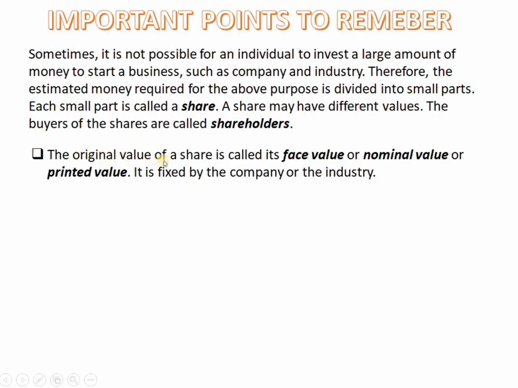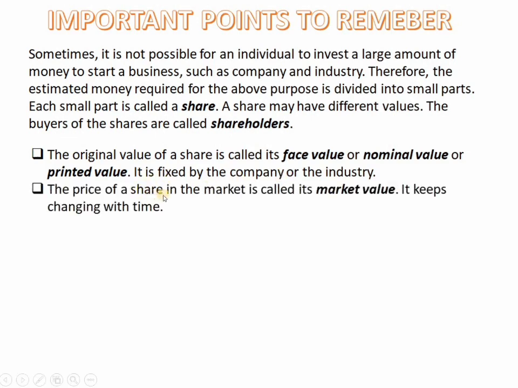Now, the original value of a share is called its face value or nominal value or printed value, and it is fixed by the company or the industry. As I said, the company will be divided into small parts, and each part is called a share. The original price of that particular share is called face value, nominal value or printed value. All of them represent the same. Most of the time we'll be making use of the word nominal value, and in short we can write this as NV. It is fixed by the company or the industry. You need to keep that in mind.